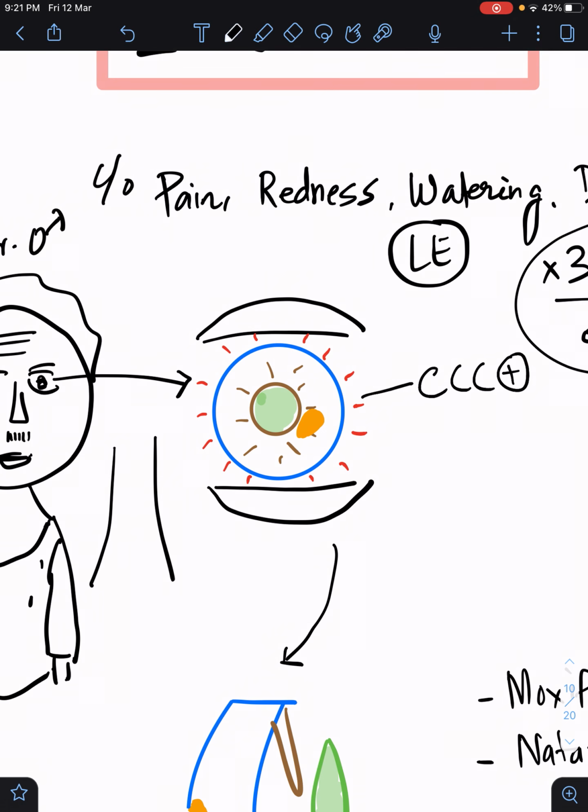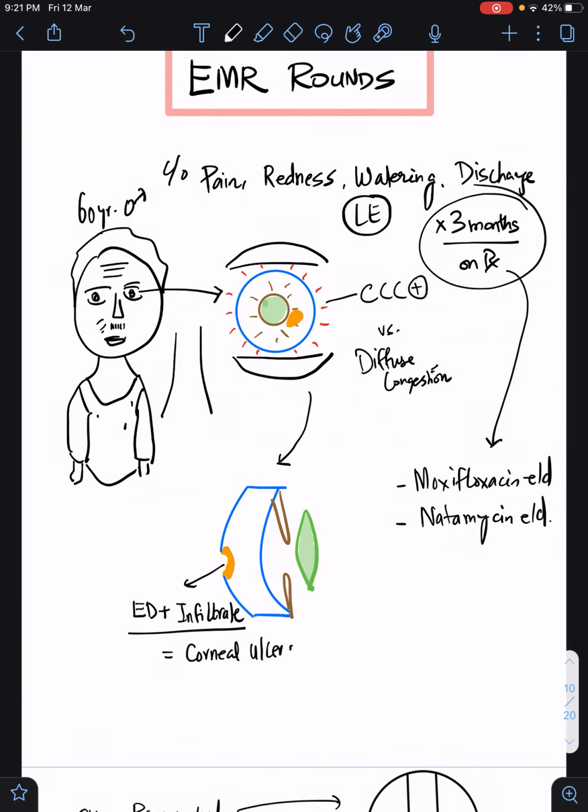One question they will ask is what is the difference between circumcorneal congestion and diffuse congestion? Diffuse congestion is often seen in conjunctivitis. When there is conjunctival inflammation or conjunctival infection, you have diffuse congestion. So that is the basics of it.